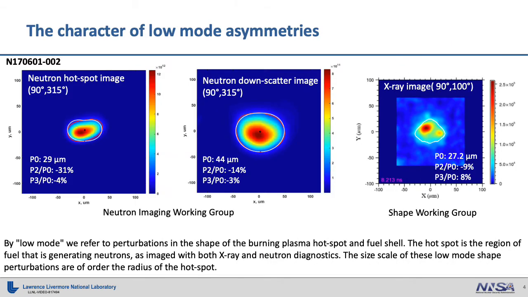By low mode, we refer to perturbations in the shape of the burning plasma hotspot and fuel shell. The hotspot is a region of fuel that is generating neutrons as imaged with both X-ray and neutron diagnostics. The size scale of these low-mode shape perturbations is of order the radius of the hotspot.